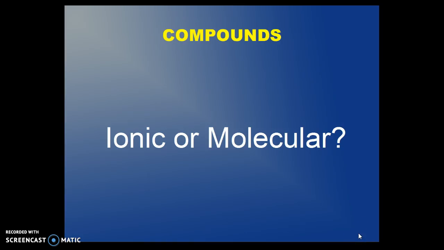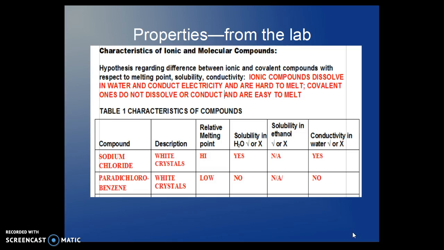Let's briefly distinguish between ionic and molecular compounds using our lab results. One student used a number of compounds, saw if they were going to melt at a high or a low melting point, and if they were dissolvable in water, and if when they dissolved in water they conducted electricity.